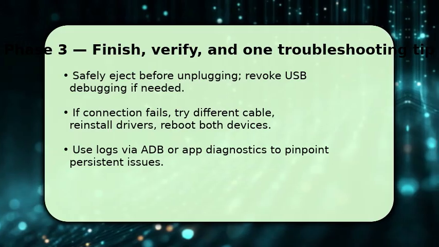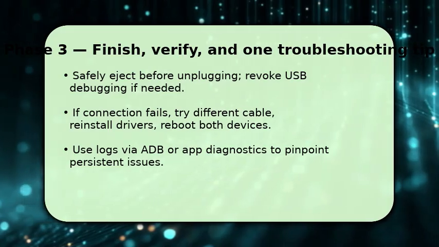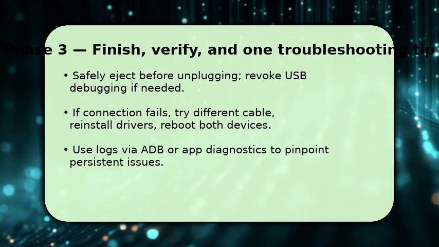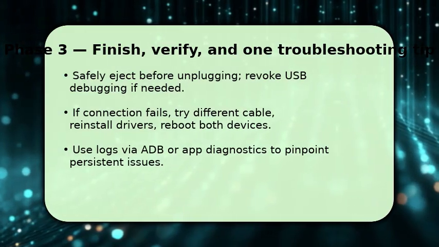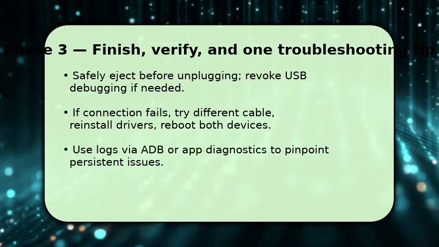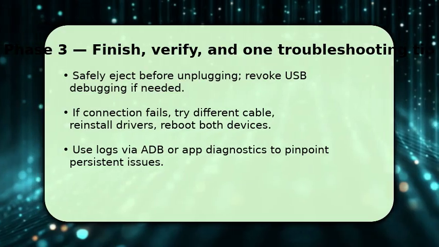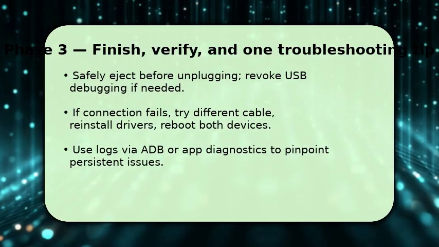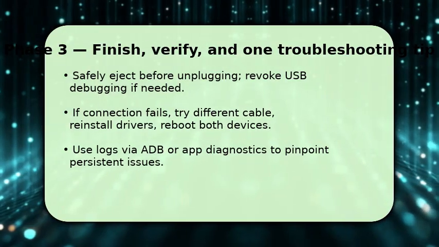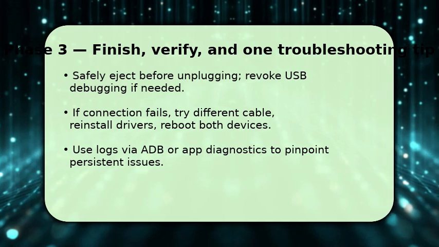Try another USB cable, a different USB port, and reboot both devices. Next, reinstall drivers or revoke and reauthorize USB debugging on the phone to reset permissions. If errors persist, use ADB Logcat or the app's diagnostic output to locate the failure. This tells you whether it's a driver, cable, or permission problem so you can fix it cleanly.